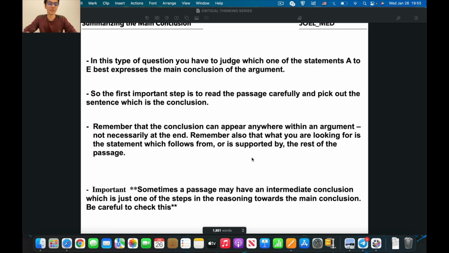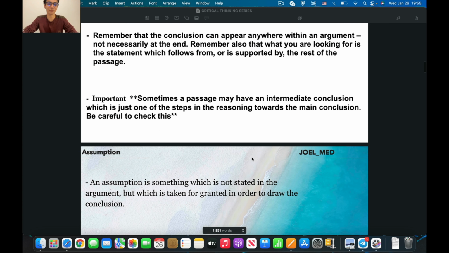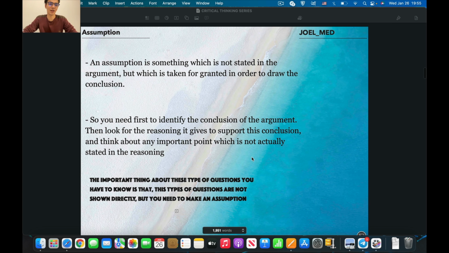An important thing is that sometimes a passage may have an intermediate conclusion, as I said previously, which is just one of the steps in the reasoning towards the main conclusion. Be careful to check this. In the next video, I will tell you how to determine which is an intermediate conclusion and which is the main conclusion.